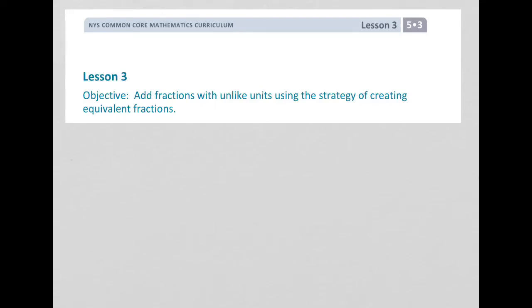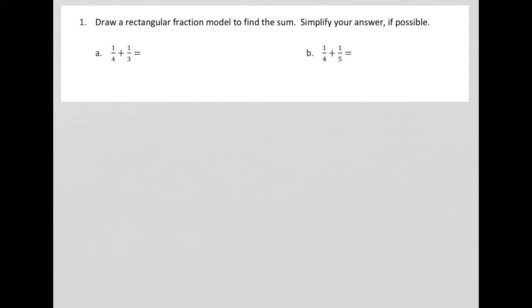Today we're looking at Module 3, Lesson 3, where we're starting to actually add fractions with unlike units, or unlike denominators. And we are going to do that by turning our unlike denominators into common denominators. So let's look. It says draw a rectangular fraction model to find the sum. Remember, sum is the answer to an addition problem. And they always want us to simplify our answer if possible.